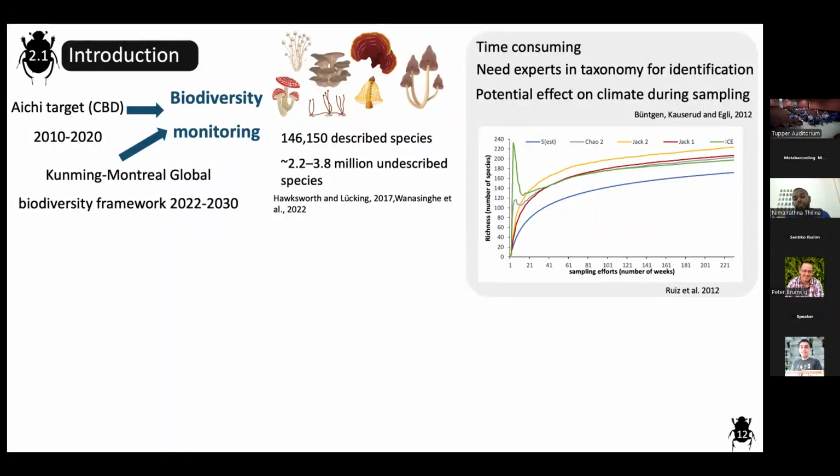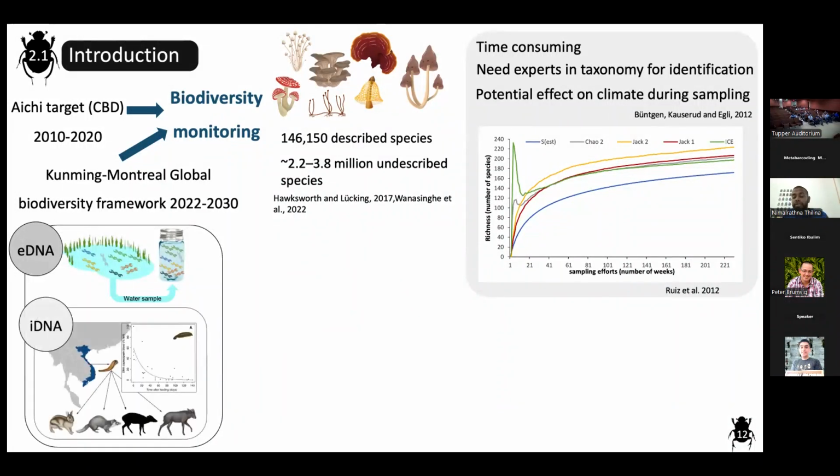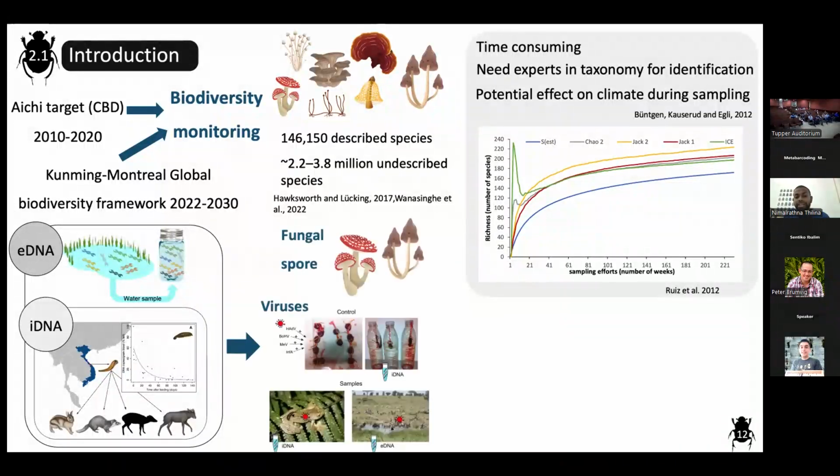So we assume that this could actually compensate, or help, through the eDNA technique or its subclass, iDNA, because iDNA can capture small fungal spores and also viruses, small entities such as the viruses from the species' guts.